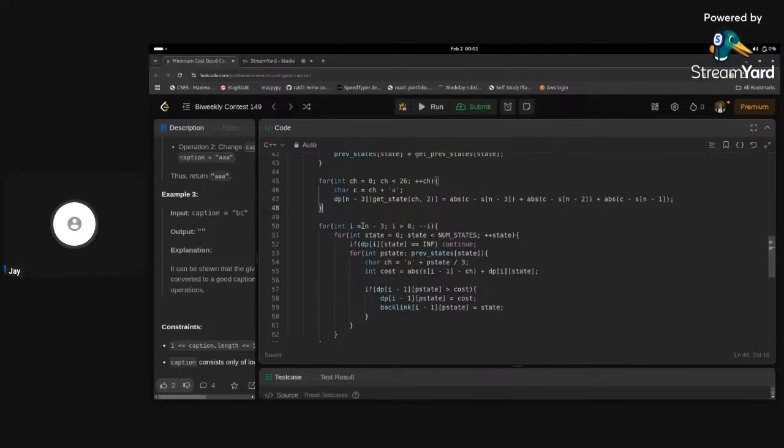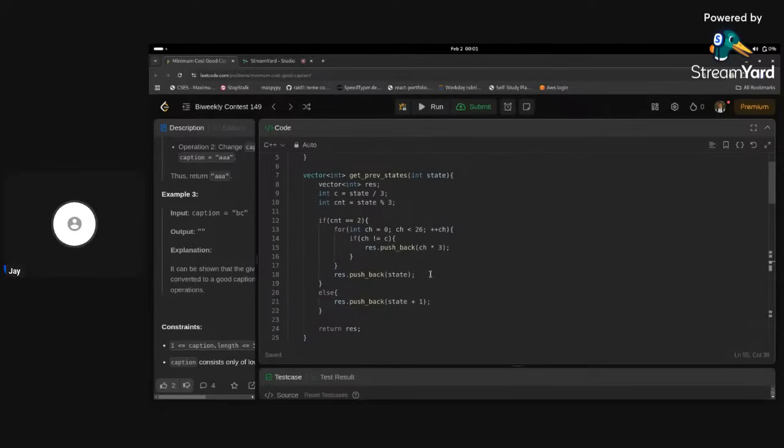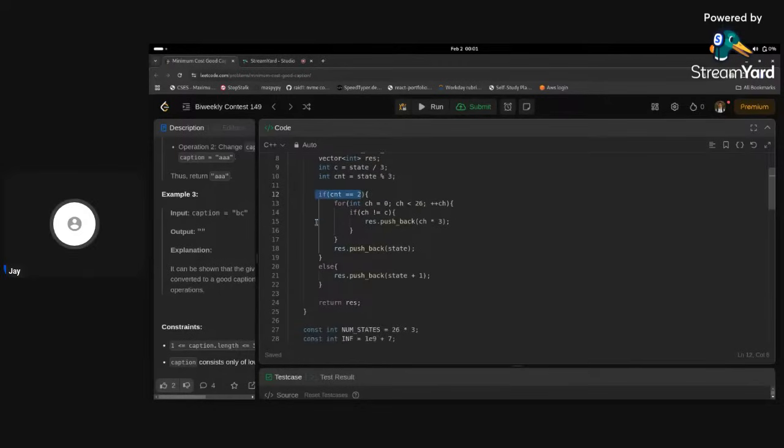Then you iterate from n minus 3 down to greater than 0. Look at whatever states you have over here. If this state is infinite, then just let it go. I've sort of calculated this previous state thing. So what are previous states? You get what is the character in this state and what is the count in this state. Count equal to 2 means there are 3 or more characters in this block.